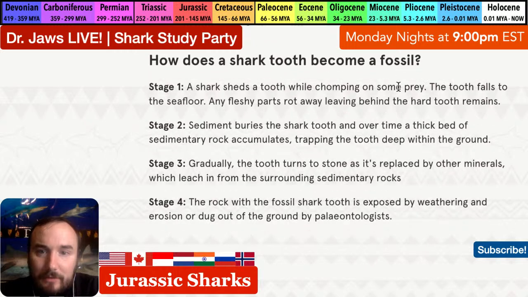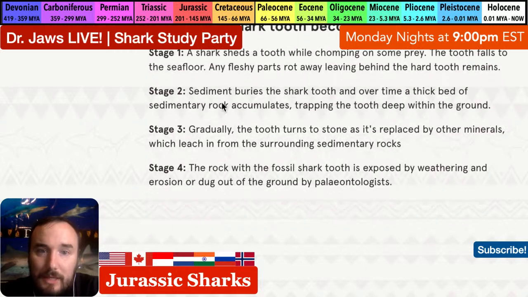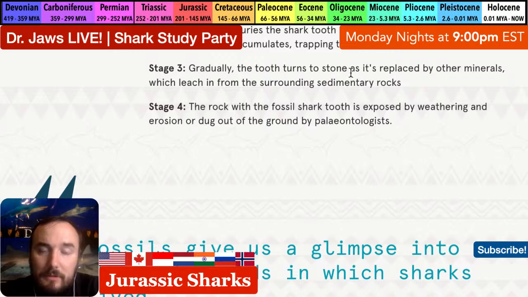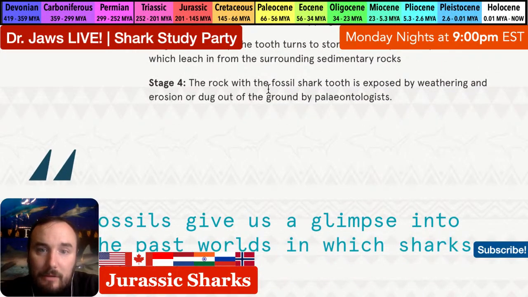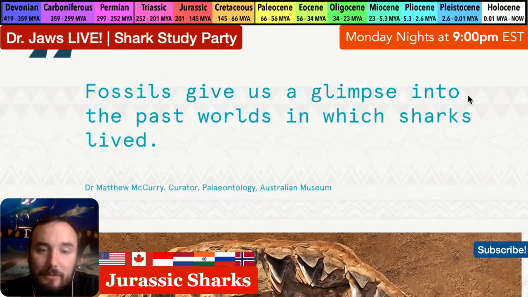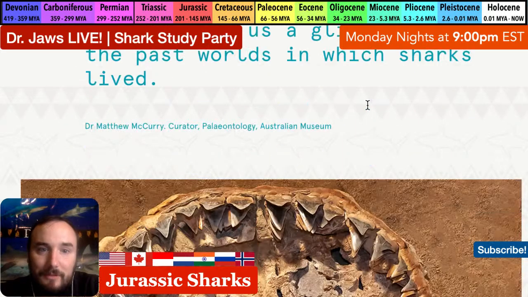So, how does a shark tooth become a fossil? Sediment buries a tooth over a long time, and over time a thick bed of sedimentary rock accumulates. Gradually the tooth turns into stone as it is replaced by other minerals which leach in from the surrounding sedimentary rocks. The rock with the fossil tooth is exposed by weathering and erosion and dug out of the ground by paleontologists or just shark fossil hunters.